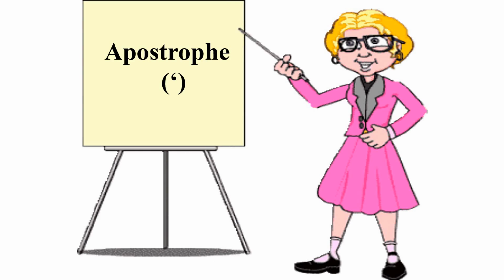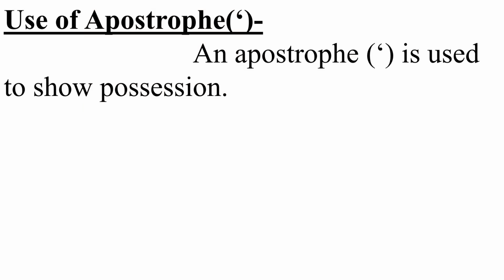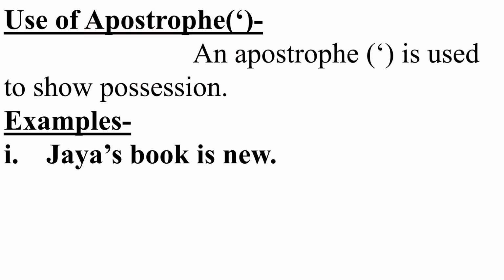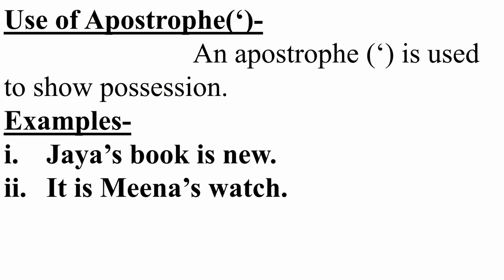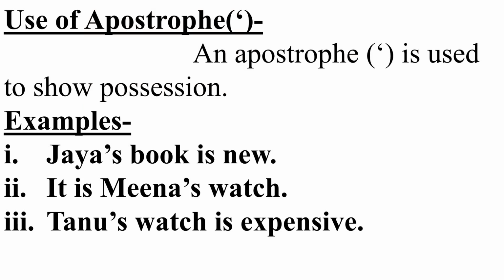After this, apostrophe. An apostrophe is used to show possession. For example, Jaya's book is new. It is Beena's watch. Tanu's watch is expensive.